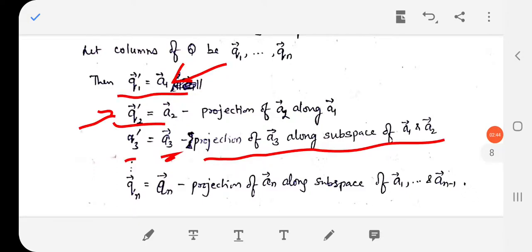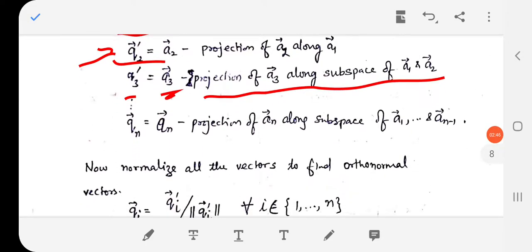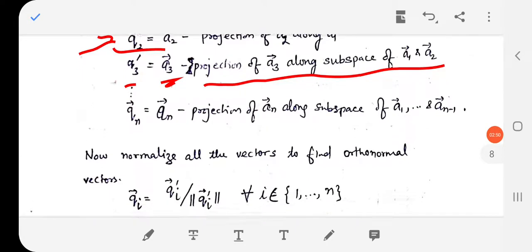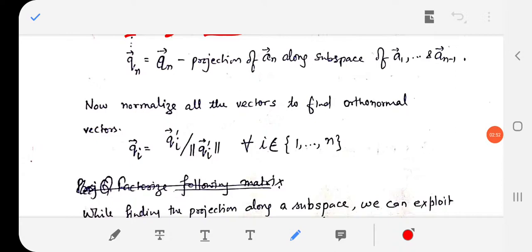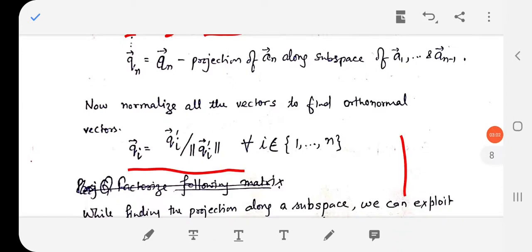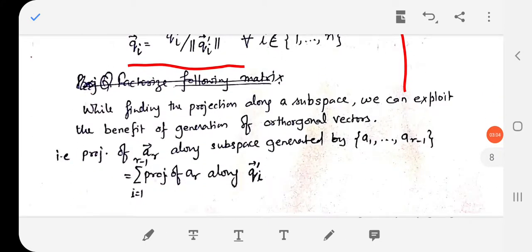Once we are done finding these orthogonal vectors, we will normalize all these vectors, and this will make the matrix made up of q1, q2, up to qn an orthogonal matrix, the orthonormal matrix.